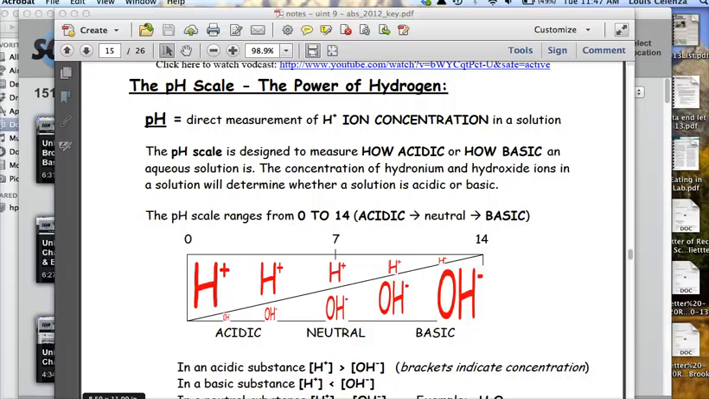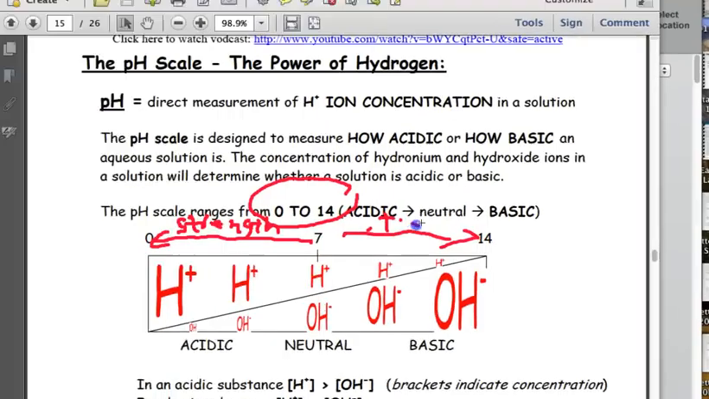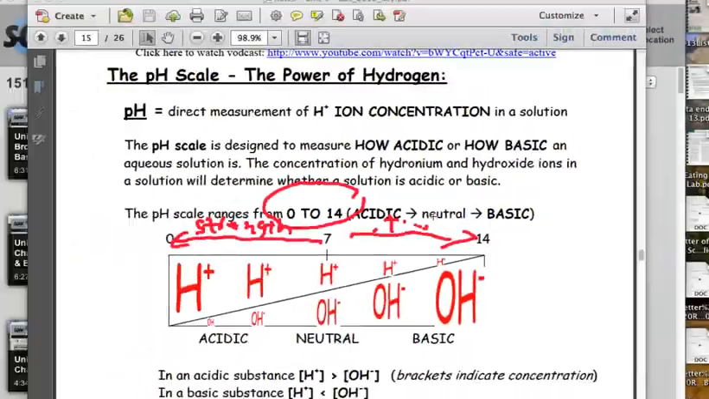And remember, the pH scale has two opposite ends. It ranges from 0 to 14. And remember, we said that less than 7 would be acidic, and that the strength of an acid increases as you go towards 0. And for bases, the strength increases as you go towards 14. So in many ways, they are opposites of each other.